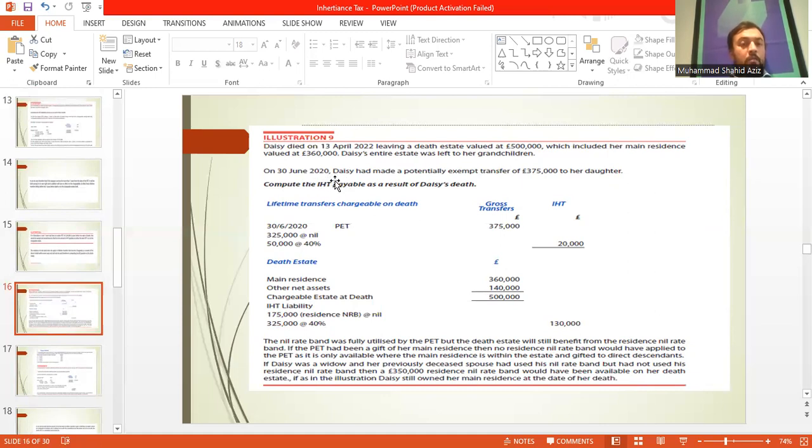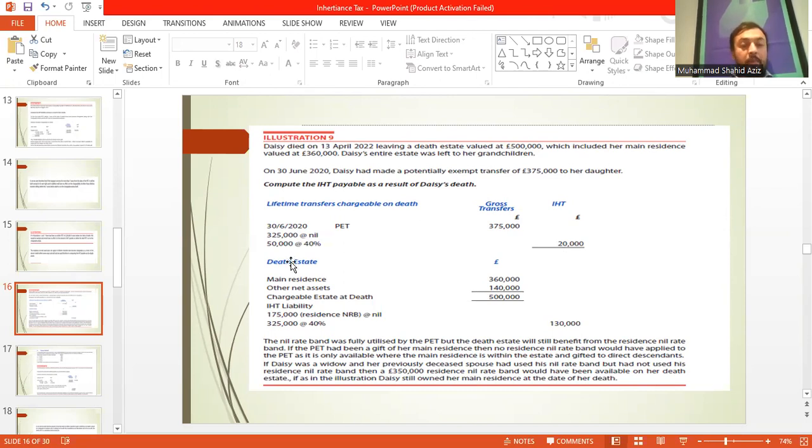On June 30th, 2020, Daisy made a PET transfer of 375,000 to her daughter. So it is during a lifetime. She died in April 2022 and the PET was made during 2022, which looks like less than 3 years. So the PET was 375,000. 375,000 minus 325,000, that is the nil rate band, no tax needs to be paid, and the remaining 50,000 at 40% tax, inheritance tax equals 20K.